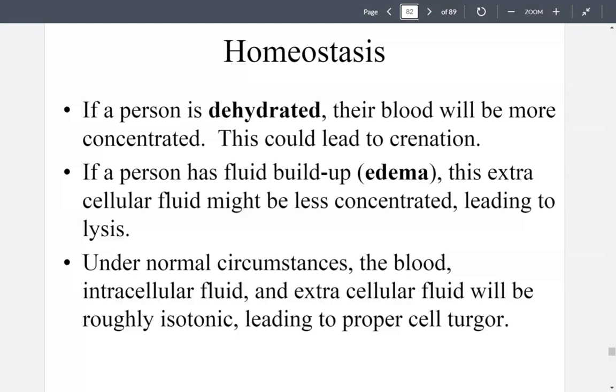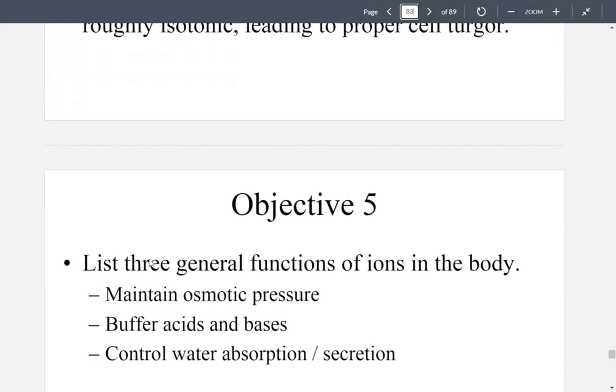Edema is fluid buildup. Fluid buildup can occur due to a variety of different reasons, but the base cause is going to be that the cellular fluid is less concentrated. So fluid is going to run into the cells, causing them to swell and burst and lyse. And that is just going to feed into itself. Which means in order for your blood, your intracellular fluid, and your extracellular fluid to all remain roughly isotonic, you need to have a properly functioning heart, a properly functioning lymphatic system, and properly functioning kidneys, as well as getting adequate water intake. Four things have to happen. Welcome to the human body. It's super complicated. And I don't say that sarcastically. I do mean that honestly.